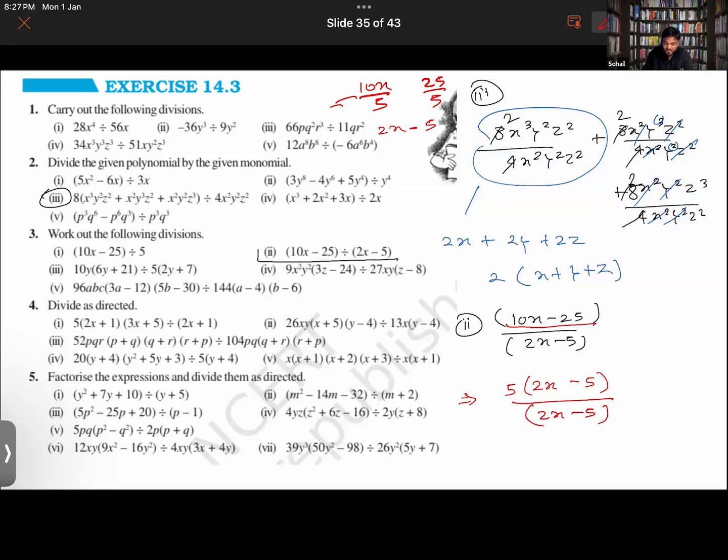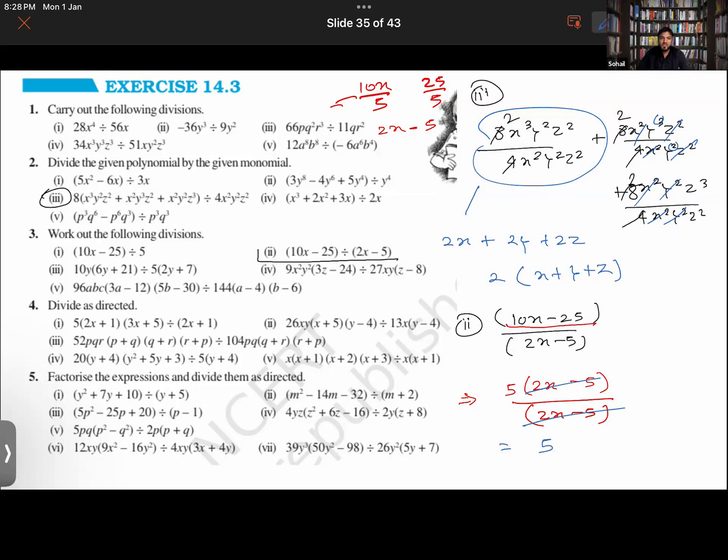So what should I do further? We can clearly see that 2x minus 5 is there in the numerator and denominator also. So we would simply cancel it. As simple as that. Both of you got this or not?